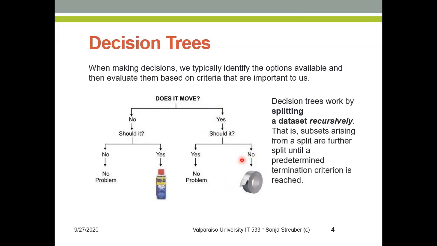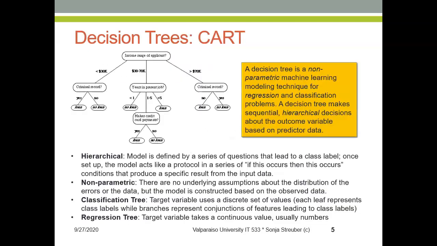So this decision tree has worked because we have split our data set recursively. First by does it move, and then our second split is with should it move. That is the subset that we have built from the split that we have then split further until our termination criterion has been reached, which was either duct tape, no problem, or WD-40. Most decision trees work for classification and regression, so they're called CART, or classification and regression trees.